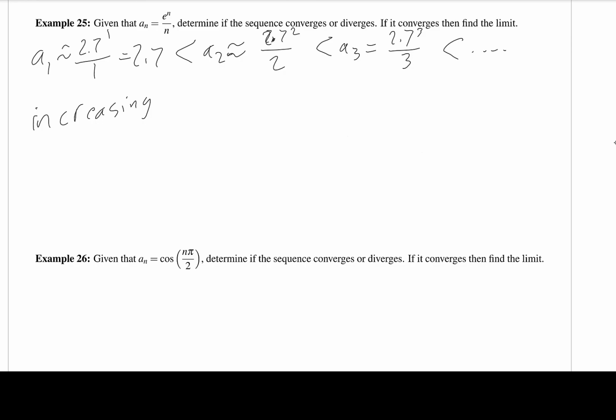Now, what I want to know is, do we have an upper bound or lower bound? Well, we certainly have a lower bound of 2, since this is increasing the entire time. This must be our smallest term. So I could even say that we have a lower bound of 2.7, but just to be safe, we'll say 2.